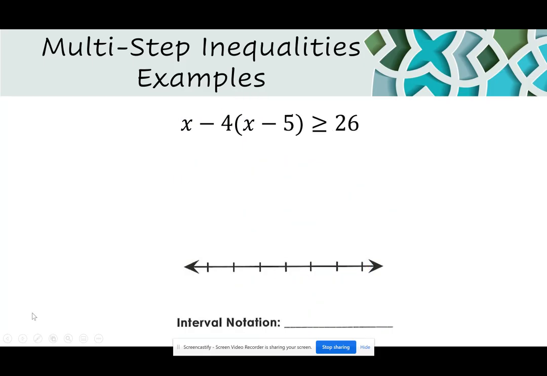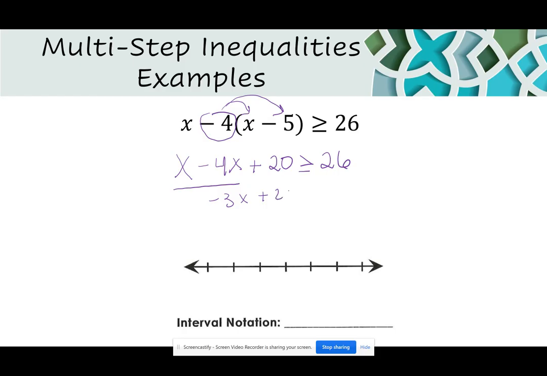Here's a bit of a longer problem. We're going to distribute this negative 4. So remember, when you're distributing, you need to include that negative sign. So we have x, negative 4 times x, so minus 4x. Then negative 4 times 5, positive 20, is greater than or equal to 26. So once again, just like with solving multi-step equations, we're going to combine our like terms on this side. So x minus 4x is negative 3x. Plus 20 is greater than or equal to 26.